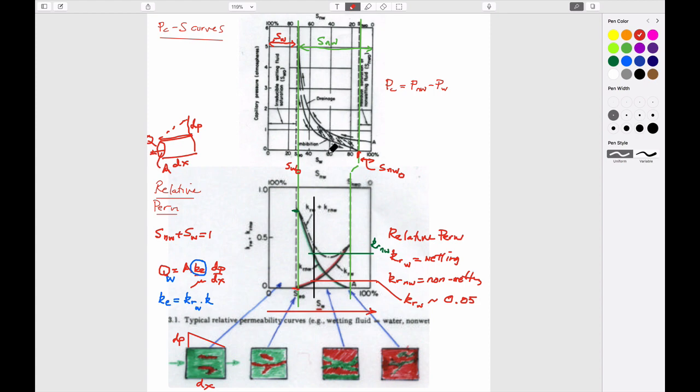And I guess the other thing that is apparent here is that at a particular saturation, potentially, you have two possible capillary pressures. So in other words, at a given saturation, you could be at two different capillary pressures, because both of these are valid. Or alternatively, at a given capillary pressure, you could be at two different saturations. So it's slightly non-unique.